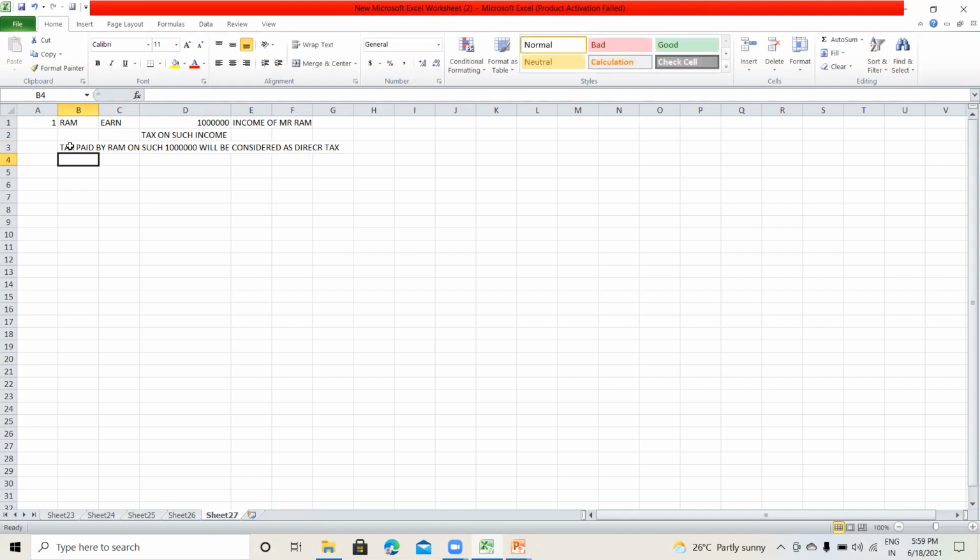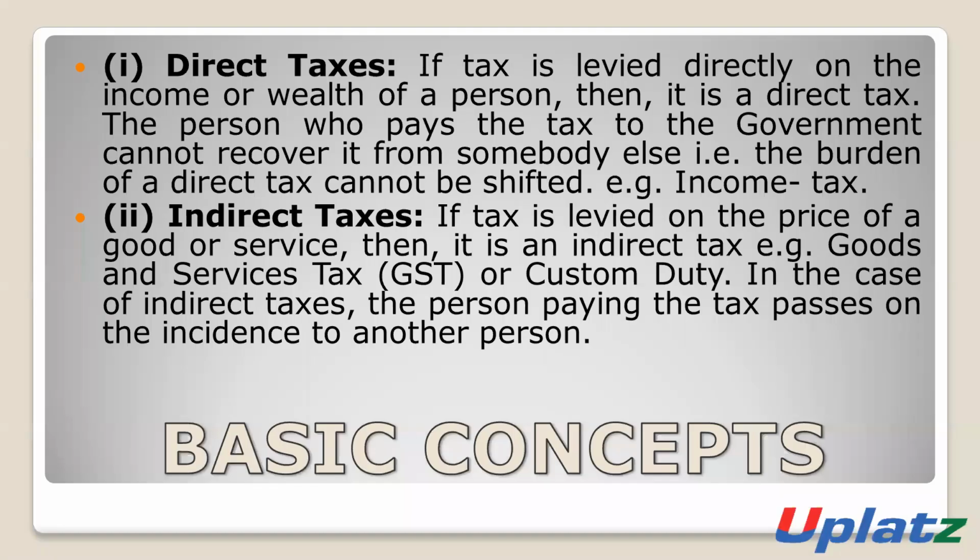Such amount of tax cannot be shifted by Ram to any other person, or any tax which is levied on the wealth of the person. Then such tax will also be known as direct tax, and the wealth tax will not be shifted by the person to any other person. So this is the meaning of direct tax.